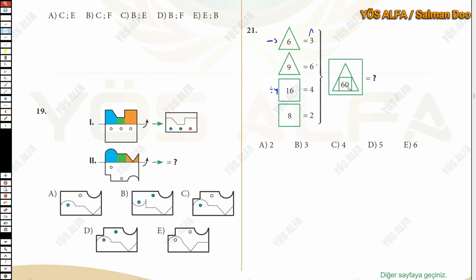So for this one, we have 60. And 60 is inside a square. So we're going to divide it by 4. So we have 15. And then we have the triangle. So we're going to subtract 3 from 15. So we are left with 12. And then we have another square. So we're going to divide it by 4 again. So the answer is 3.